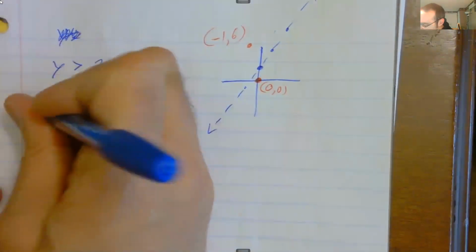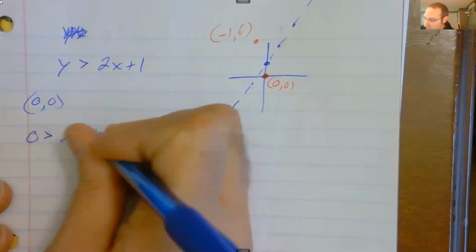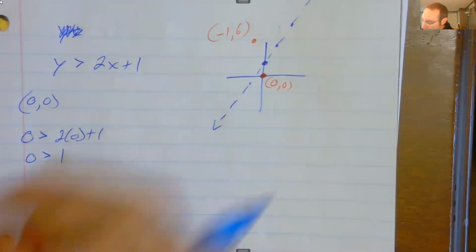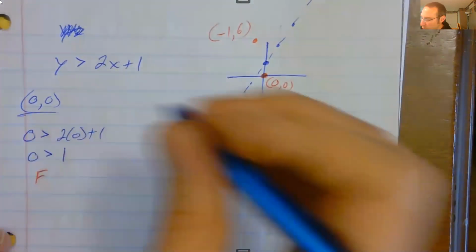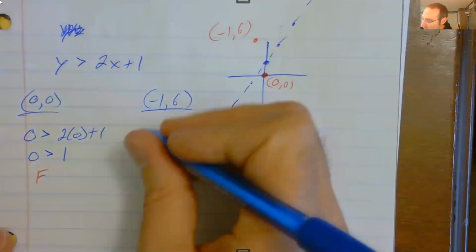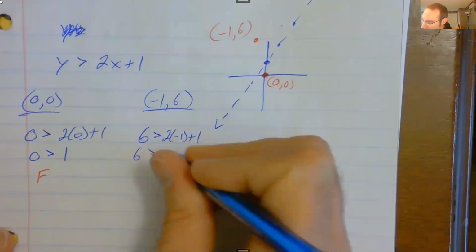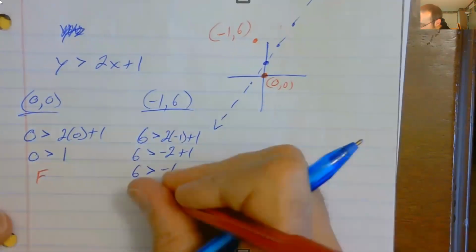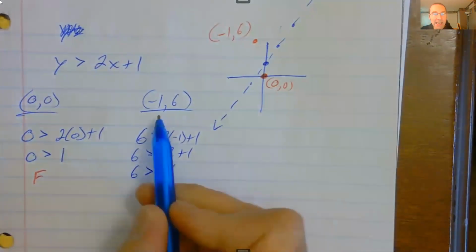So I plug in the point 0, 0, and we get 0 is greater than 2 times 0 plus 1. 2 times 0 is 0. So is 0 greater than 1? That's false. All right, so 0, 0 apparently didn't work for me. Now I'm going to try -1, 6 just to make sure I didn't make a mistake on that previous point. So 6 is greater than 2 times -1 plus 1. 6 is greater than -2 plus 1. Is 6 greater than -1? Absolutely, that's true. So in this case, I'm going to shade on the side that has the -1, 6.